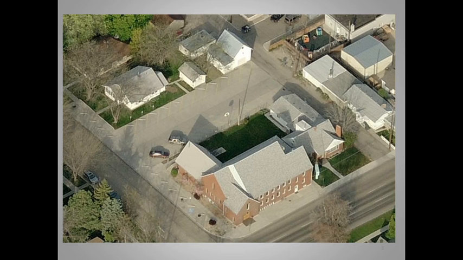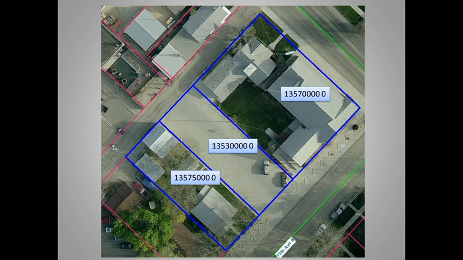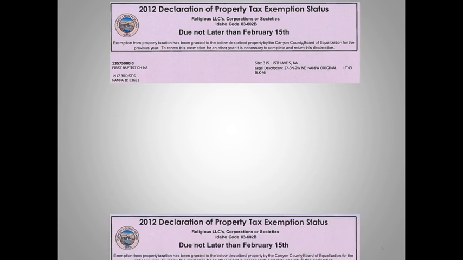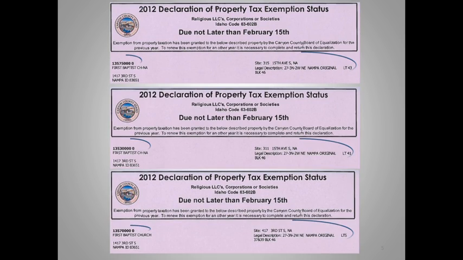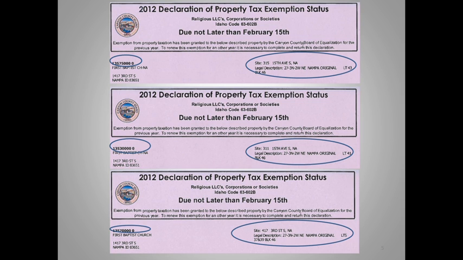For our example, we'll use this property here. Now, as we complete the declaration for this property, we'll need to take into account each building individually as well as all the open space on this property. Now, this property is split up on 3 separate parcels, and each parcel has its own declaration. So as we complete each of these declarations, we're going to need to answer the questions specific to what is happening on each specific parcel. We cannot complete all 3 declarations exactly the same and taking the entire property into account as a whole.